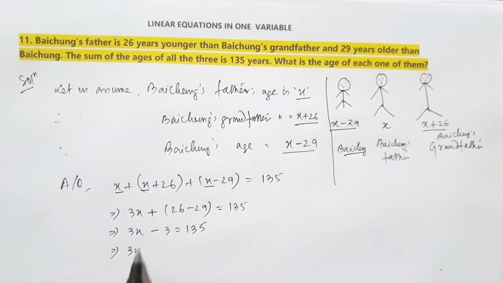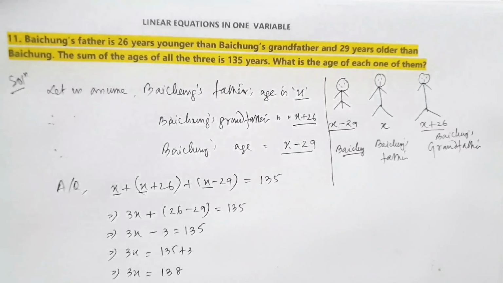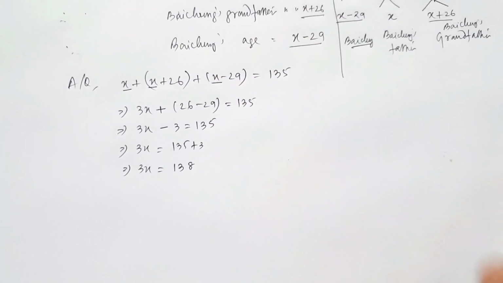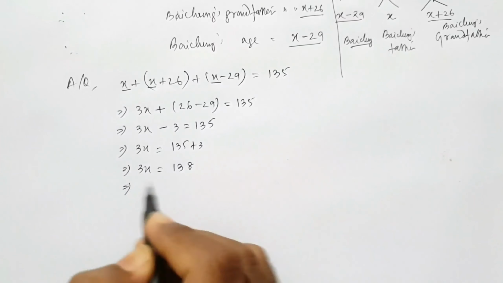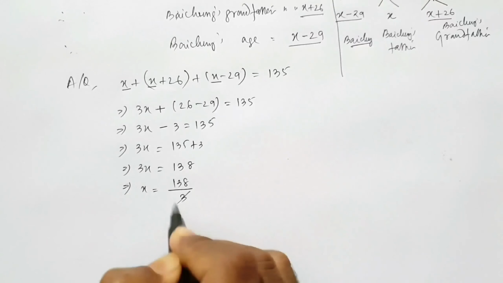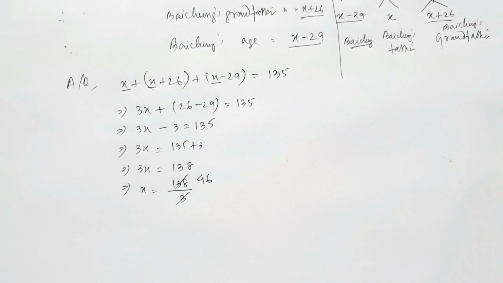Here this 3 will go to the right side, 135 plus 3. So ultimately 3X is equal to 138. Once we got the value of 3X, now we can find out the value of X. Therefore the value of X will be 138, the 3 will come as a divide. Now 3 4 times 12, 1 carries 6. The value of X is 46.